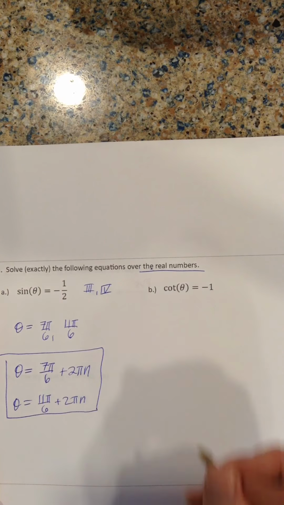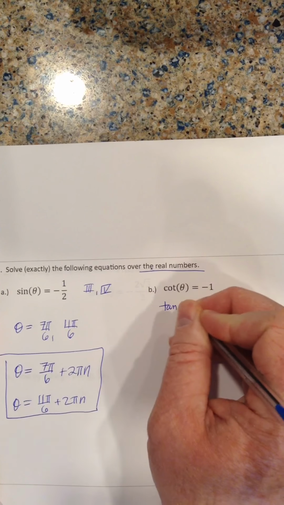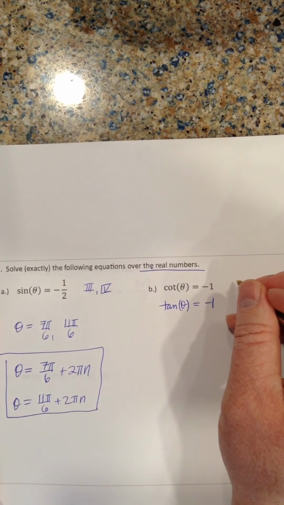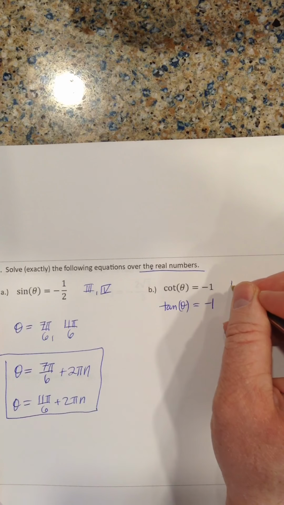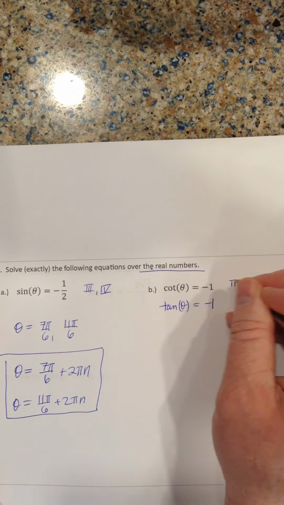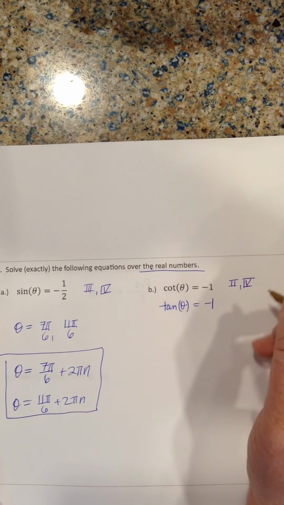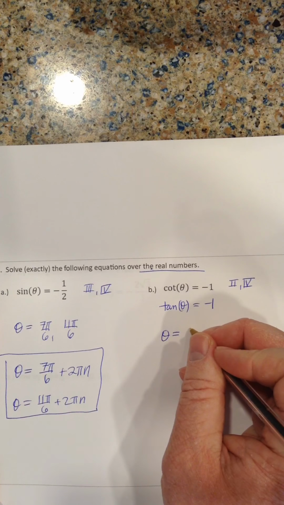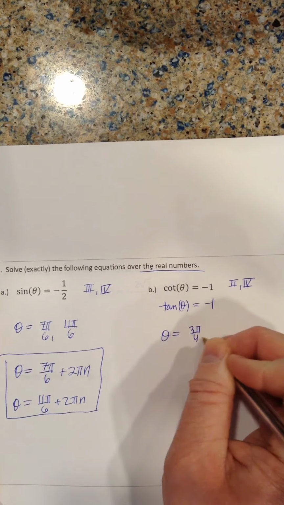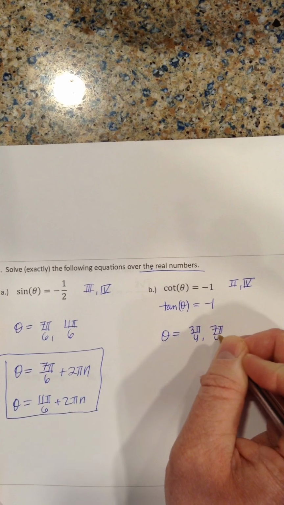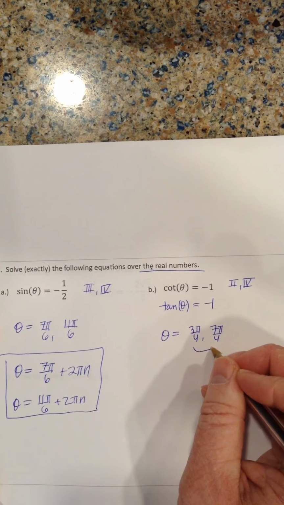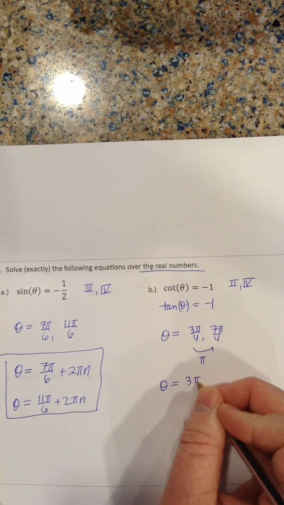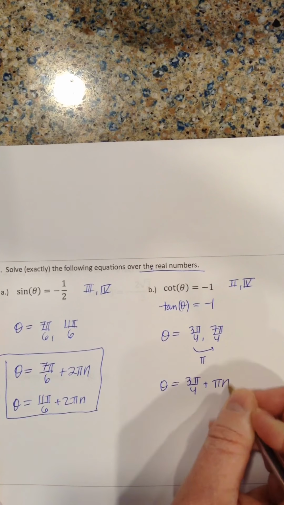Okay, cotangent of theta equals negative 1, so that means tangent of theta is negative 1. That is true. Tangent is negative in quadrants 2 and 4. So that is true at 3 pi over 4 and 7 pi over 4. And notice those are only pi apart, so I can say theta equals 3 pi over 4 plus pi n.